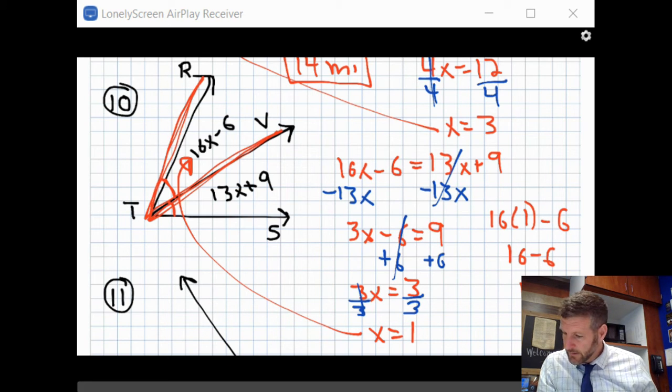Alrighty, 10. Let's go ahead. I'm looking for the problem. Okay, looks like we made a mistake somewhere. Should be getting a different answer than that. Let's see, where do we make the mistake? Bisects the two, RTV and VTS. Oh, I see it. We didn't add 6.